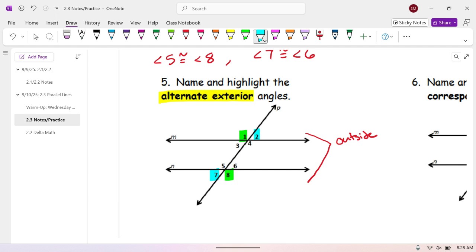Now, just like with alternate interior angles, alternate exterior angles are also congruent. So any theorem with parallel lines, if it starts with the word alternate, it's congruent. That'll come in handy when we get to the next couple theorems. So angle 1 is congruent to angle 8, and angle 2 is congruent to angle 7.